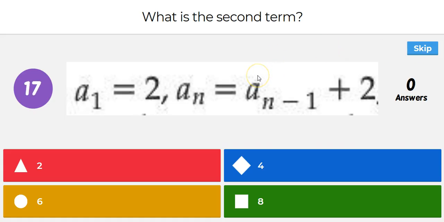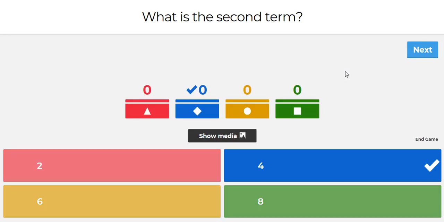So this is one of those recursive formulas. It's telling us the first number is 2, and then it's saying to find the next number, you take that previous number and add 2. So each time we're just adding 2. So if the first number is 2, the second number is 4. And then to find the third number, we take 4 and we add 2. So it's 6.